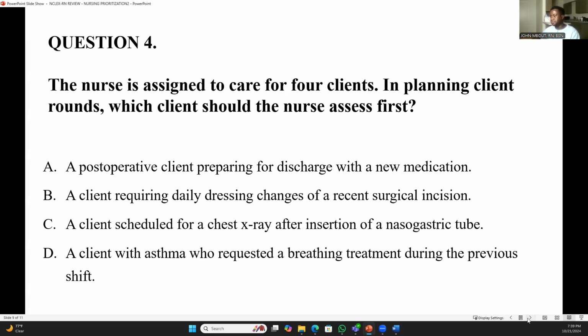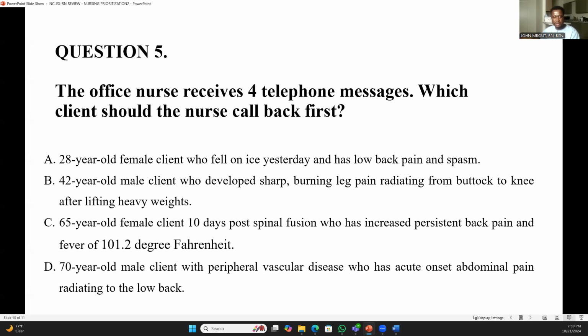Let's look at the next question, right? Let's look at this. I hope we learn something. Yeah. Number 5, the office nurse received 4 telephone messages. Which client should the nurse call back first? You've come across questions like this, right? Even you working, you face conditions like this.